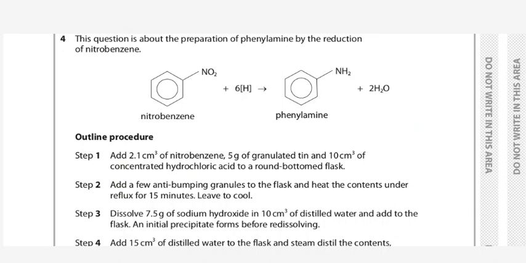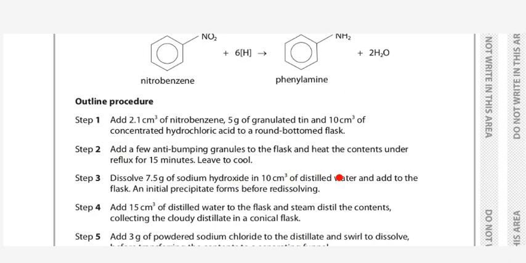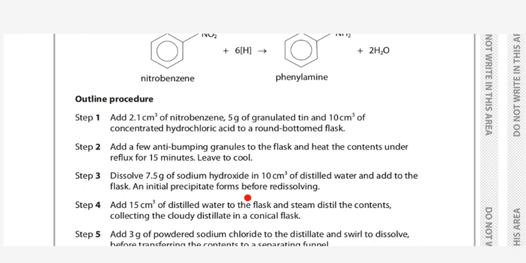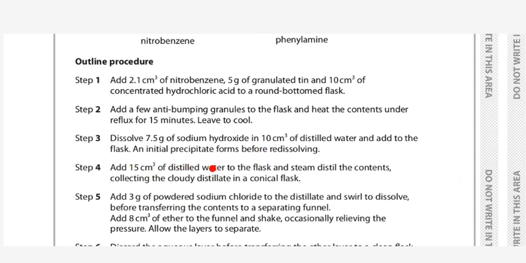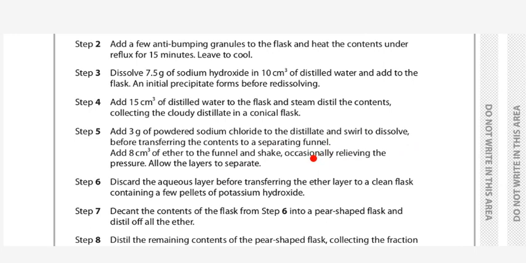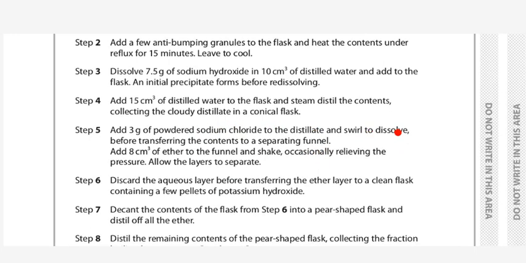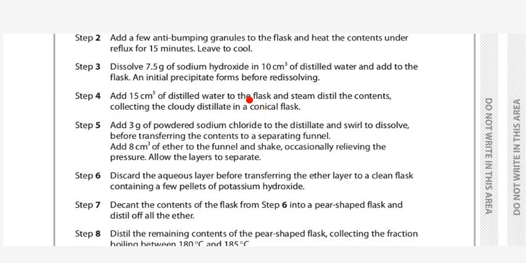Leave it to cool, and then dissolve 7.5 grams of sodium hydroxide in 10 cm cube of distilled water. Add to the flask; an initial precipitate forms before dissolving. Add 15 cm cube of distilled water to the flask and steam distill the contents, collecting the distillate in a conical flask. Add 3 grams of powdered sodium chloride to the distillate to dissolve before transferring the contents to a separating funnel. This is to absorb all the moisture, the NaCl. It's not a drying agent, but NaCl helps to remove the water into another separate layer.